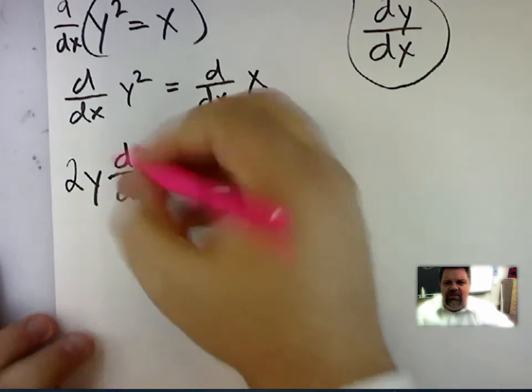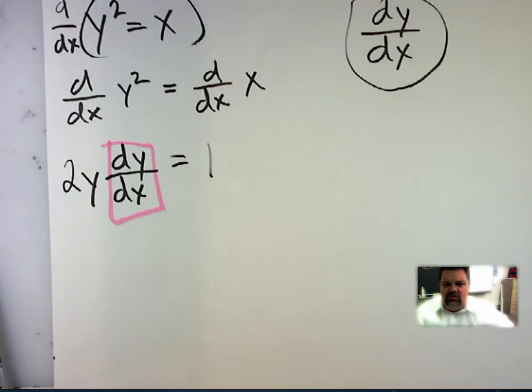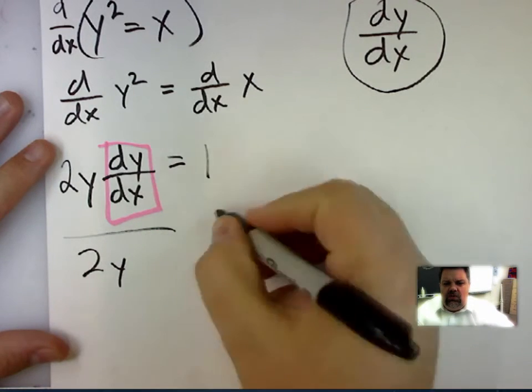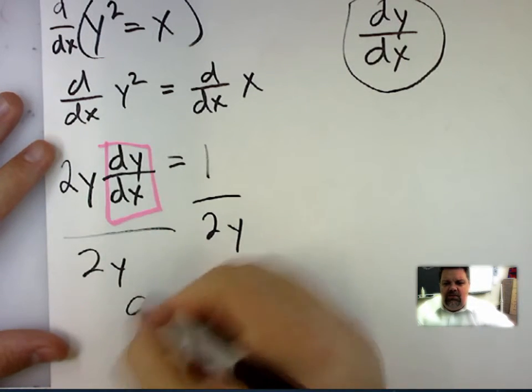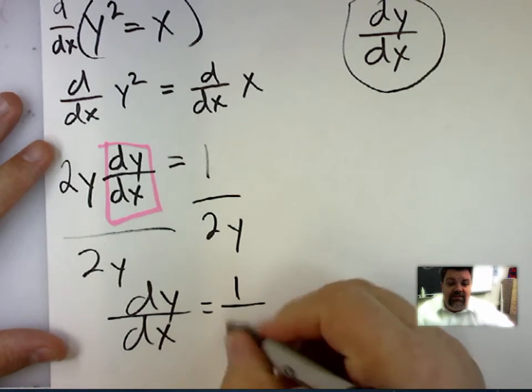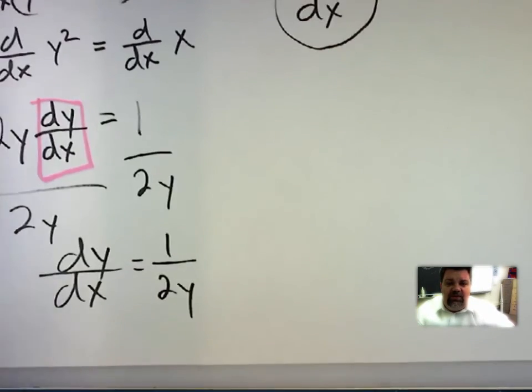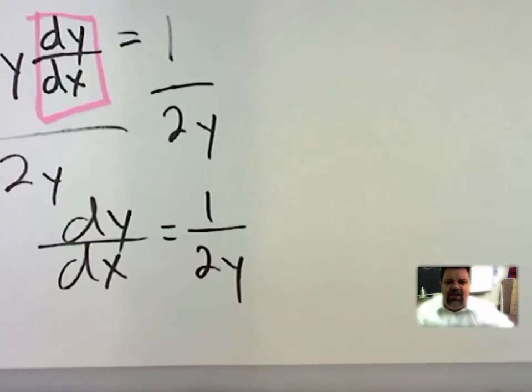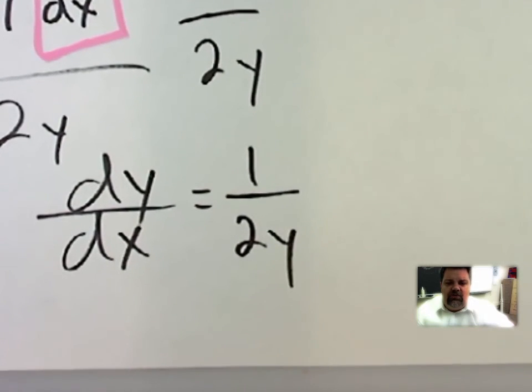Well, if I'm solving for dy dx, algebraically I just need to divide both sides by 2y. Then I get dy dx is equal to 1 over 2y. That's it. I found the slope of the tangent line to the equation y squared equals x. And it's 1 over 2y.